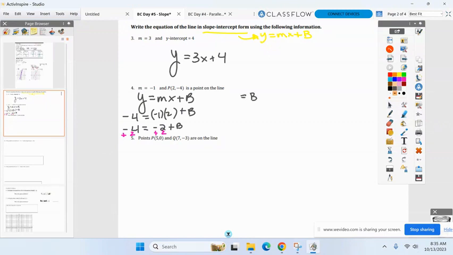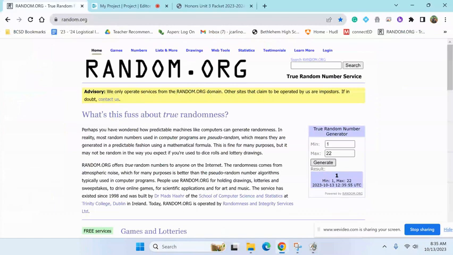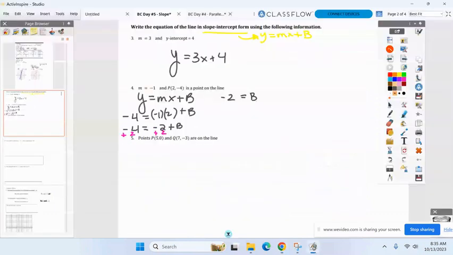What's my B value? Looks like it's going to be -2. I have the slope. I have the y-intercept. Put the two together. Somebody write the equation of this line now that I know both items. So, -4 equals -2x plus negative.